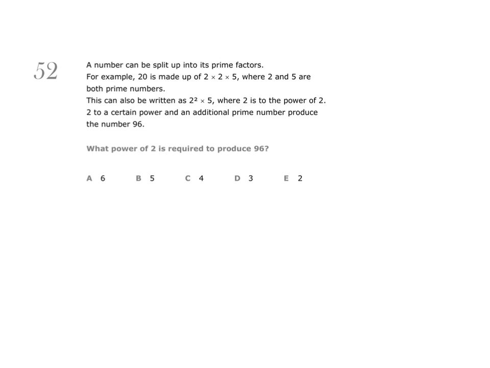What power of 2 is required to produce 96? To show 96 as a product of its primes, we take 96 and we start by saying half of 96 would be 48. 48 multiplied by 2 makes 96. 2 is prime, but 48 is not.